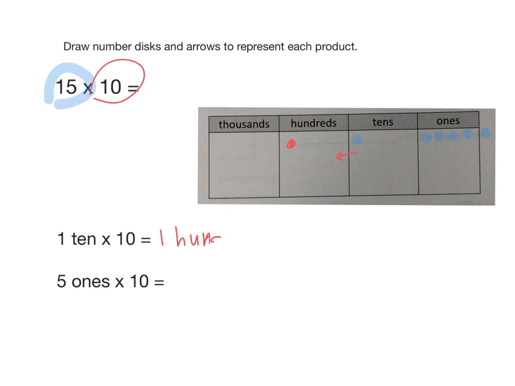Good. 100. And then my 5 ones, if I shift those to the left, by the way, after you shift them, they're not there anymore, right? We have 1, 2, 3, 4, 5. 5 ones times 10 becomes 5 tens. So my final answer is 105 tens and 0 ones, which is 150. So again, we can see that when we multiplied by 10, each disc had to shift one place value position to the left.